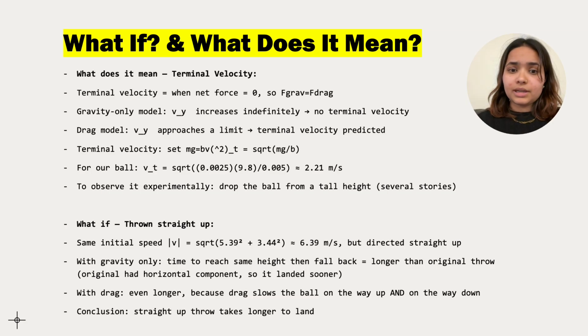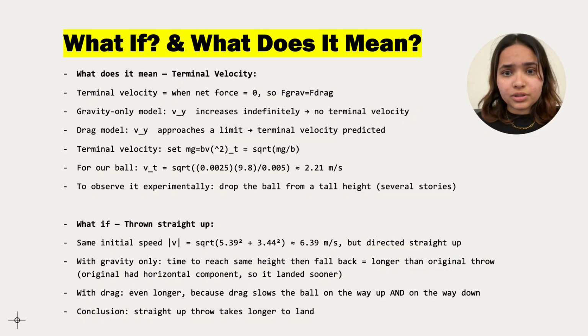Let's come to the last questions. The first one is the terminal velocity. It occurs when gravitational force equals drag force and net force is 0. In our gravity-only model, the vertical velocity keeps increasing forever, so no terminal velocity. In our drag model, however, the velocity approaches a limit. Setting mg equal to b v squared and solving, we get a terminal velocity of about 2.2 meters per second for our ball.